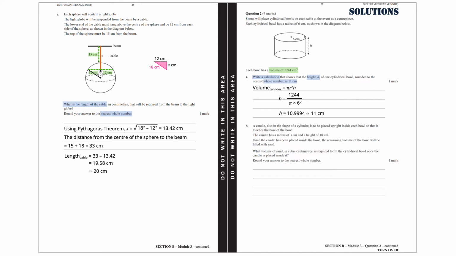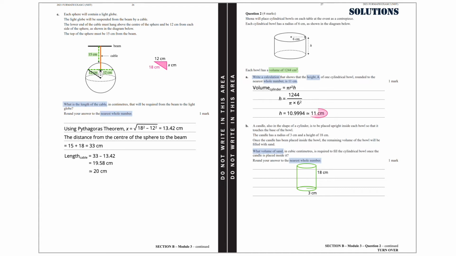Part B. A candle, also in the shape of a cylinder, is to be placed upright inside each bowl so that it touches the base of the bowl. The candle has a radius of 3 centimeters and a height of 18 centimeters. Once the candle has been placed inside the bowl, the remaining volume of the bowl will be filled with sand. What volume of sand in cubic centimeters is required to fill the cylindrical bowl once the candle is placed inside it? Round your answer to the nearest whole number.